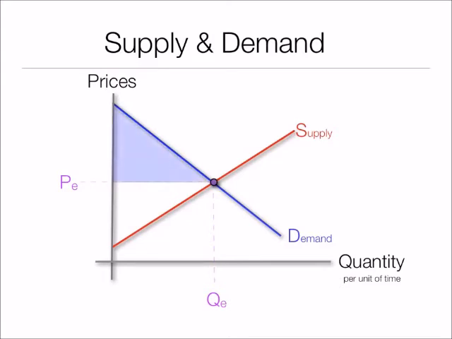Another useful concept we're going to talk about throughout the semester is the thing called consumer surplus. The blue area is the area defined by consumer surplus. And if you look at the demand curve, you'll find that there's people who will buy the product above the equilibrium price.